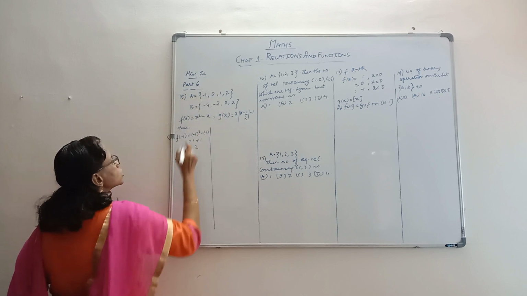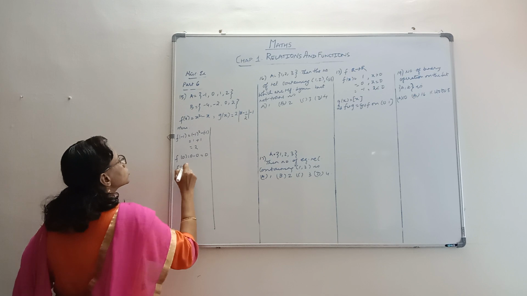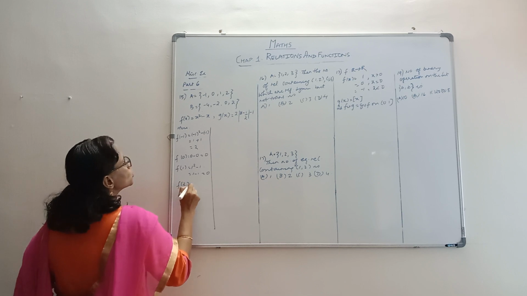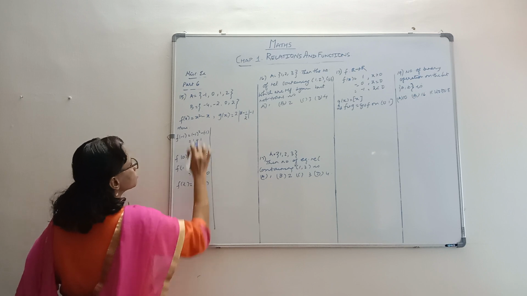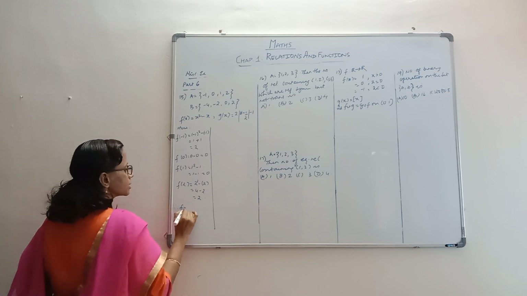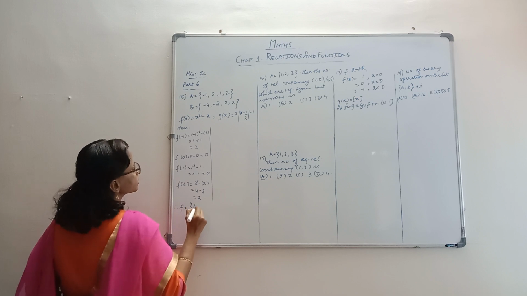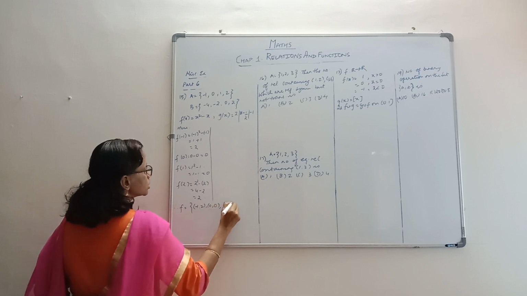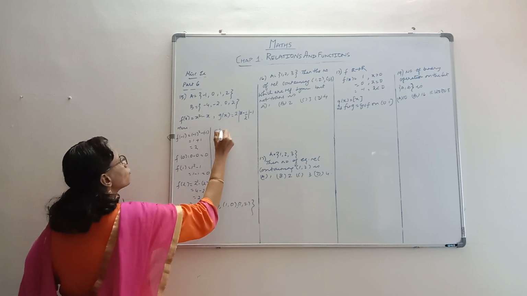F of 0 is 0 minus 0, 0. Next is 1: 1 squared minus 1, that is 1 minus 1, 0. Then f of 2 is 2 squared minus 2 by definition, so that's 4 minus 2, 2. So you have got the function f like this. If you want, you can write it as minus 1, 2; 0, 0; 1, 0; and 2, 2.